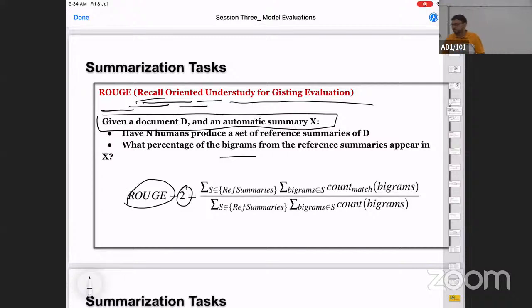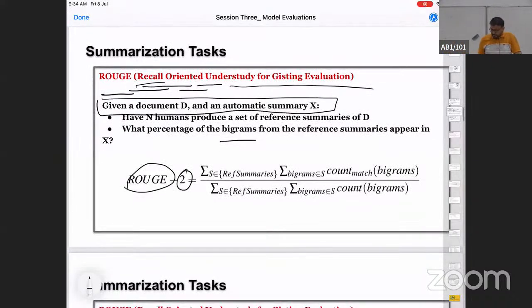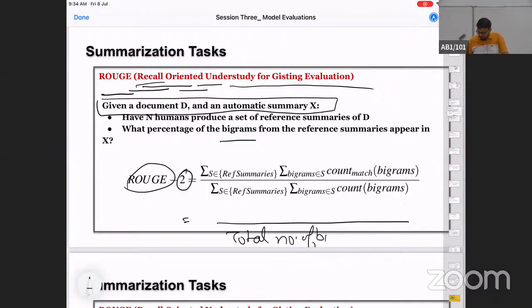Right. Now let us see the formula. Let me just rewrite it in very simple terms. This looks very complex. In the denominator, it is the total number of bigrams in the reference summary.